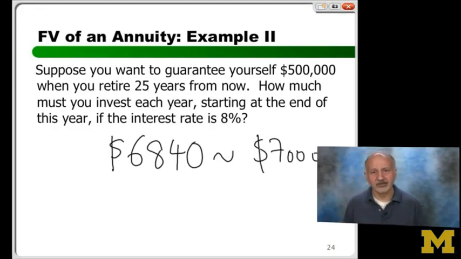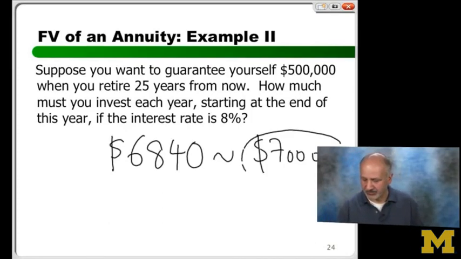Approximately, right? So what's going on here? I need to put away $6,840, and I'll approximate it as approximately $7,000. How many times? 25 times to end up having 500 bucks, right? So why did I approximate even 6,840 by 7,000?